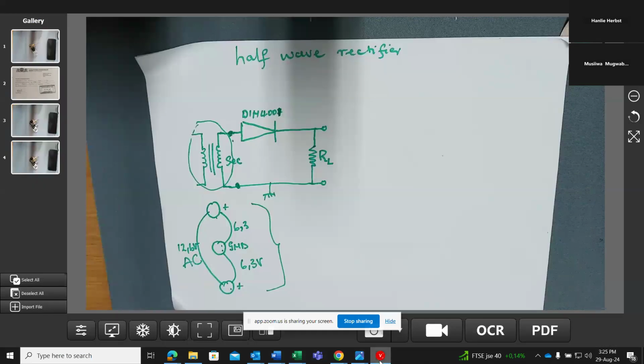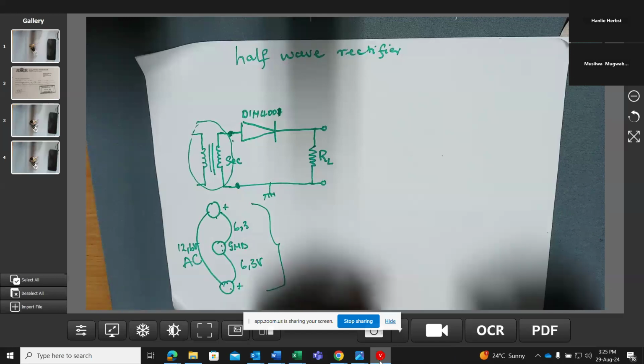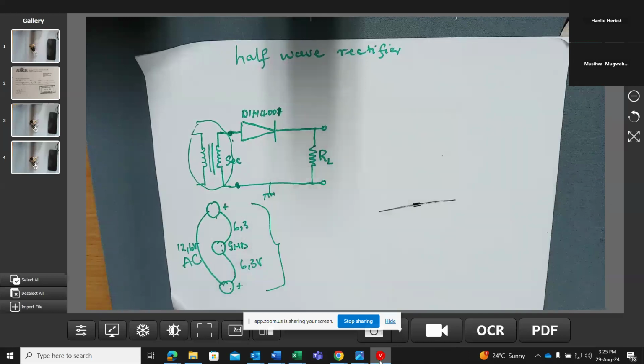These components, I have them with me, and I'm going to show you how they look, because that is very important. The theoretical analysis is easy to understand, but now we need to transfer that theory knowledge into the practical aspect. This is the nature of your diode.